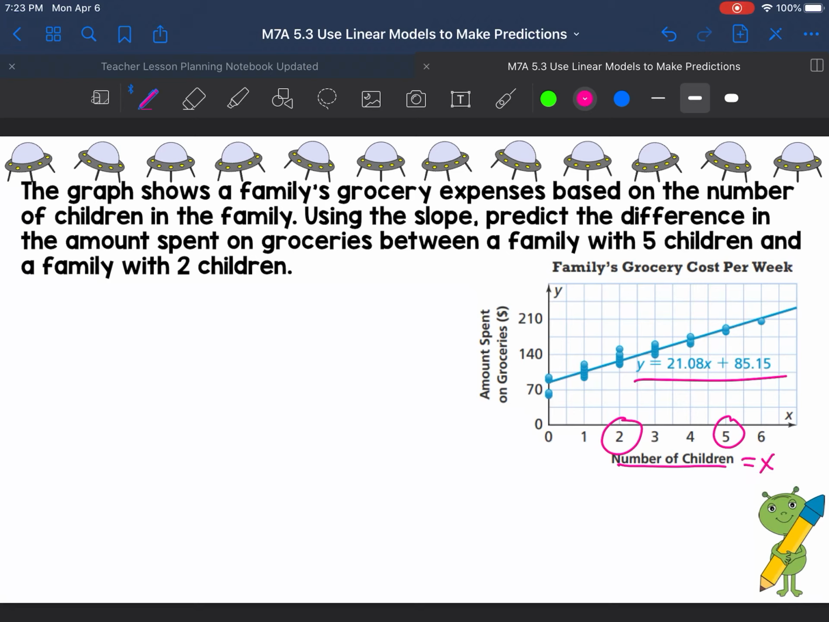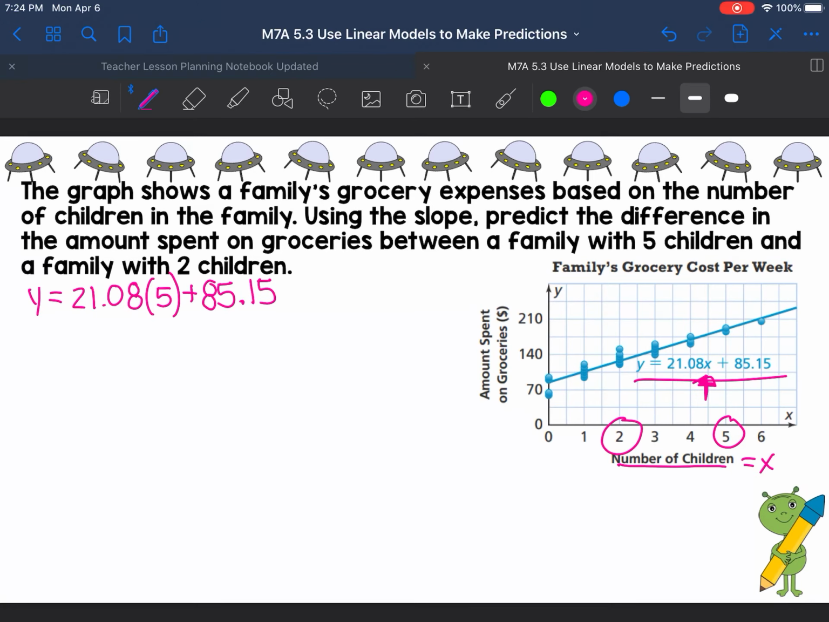So since the number of children is X, I can take my 5 and my 2 and plug them right into my X. And that's what I'm going to do. So I know that my slope-intercept formula is Y equals 21.08. Now instead of X, I'm going to start with 5, plus 85.15.